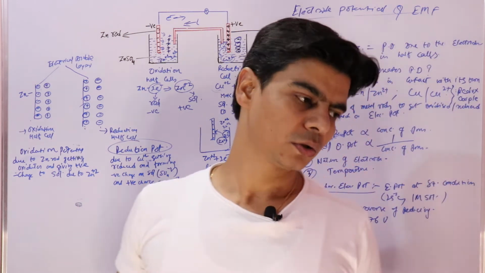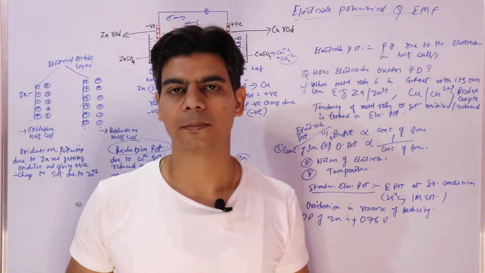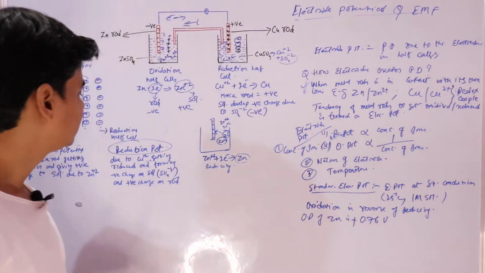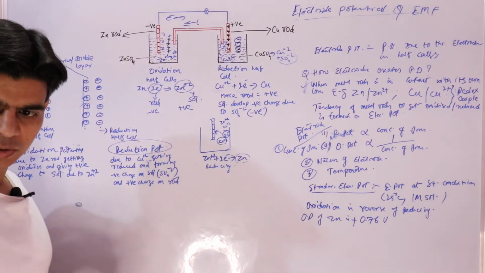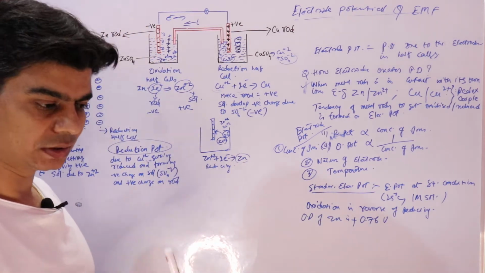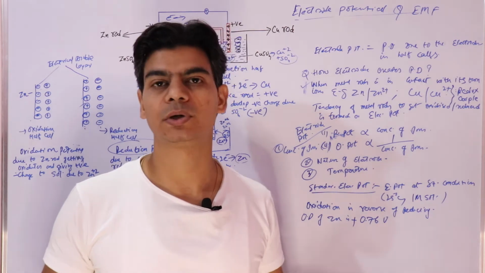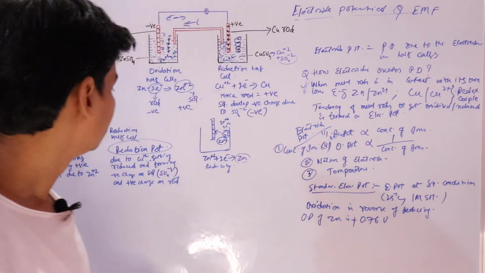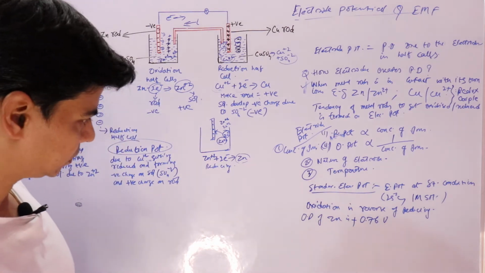Hi, now let's talk about the relationship between oxidation potential and reduction potential. If we look at this half cell, it has zinc dipped in zinc sulfate, and zinc is getting oxidized because its oxidation potential is high. So what about its reduction potential?